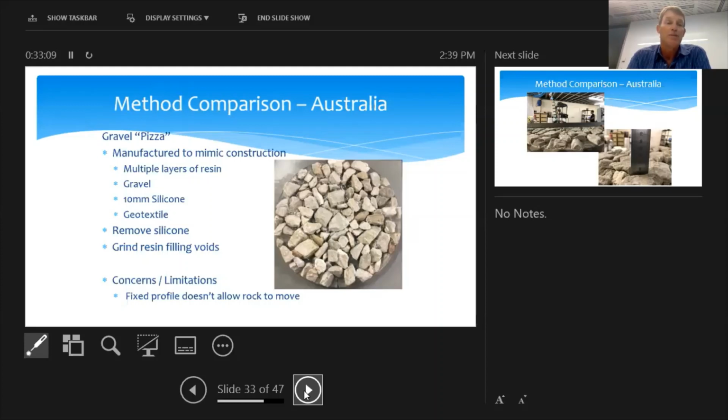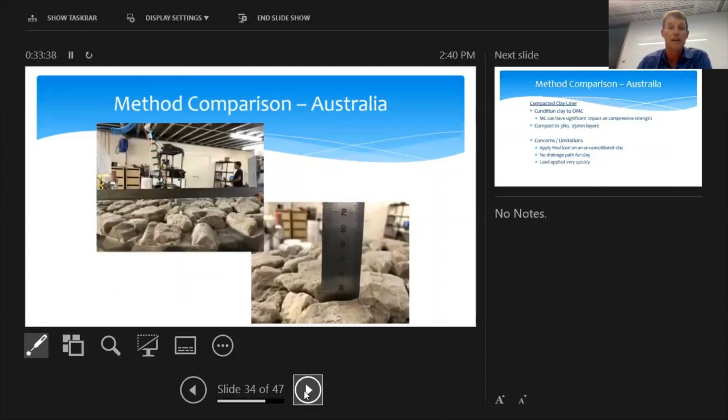We make this by pouring a silicon layer in the base of a cake tin, for want of a better word, and then removing that silicon after the resin is poured, and we grind out any resin that has filled any of the voids between the rock. One of the concerns is that the fixed profile doesn't allow the rock to move. But again, we're trying to limit the number of variables that go into the test.